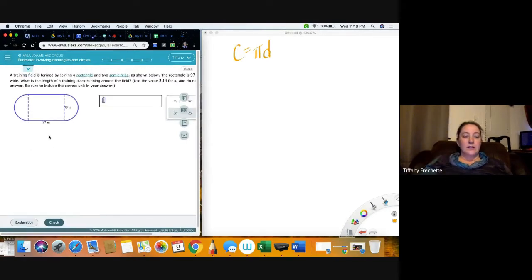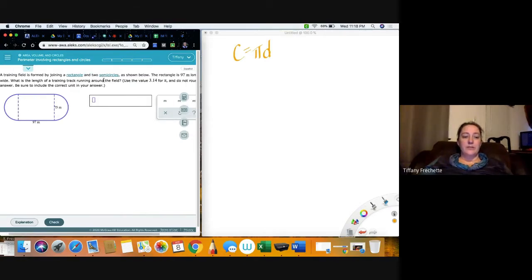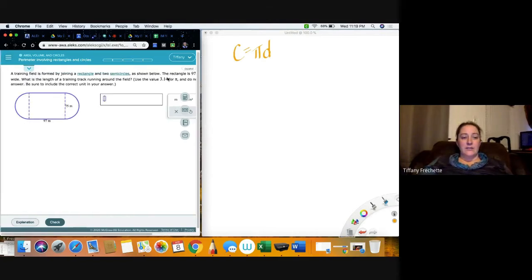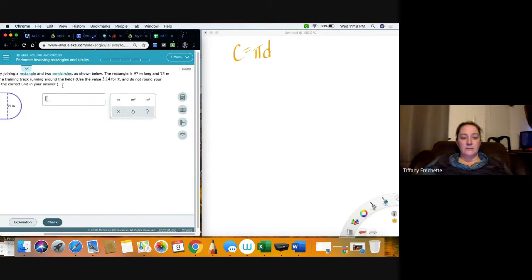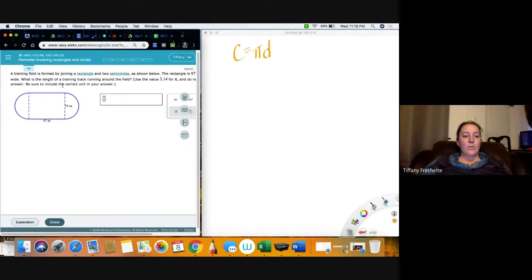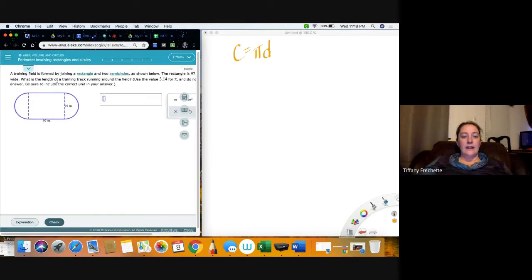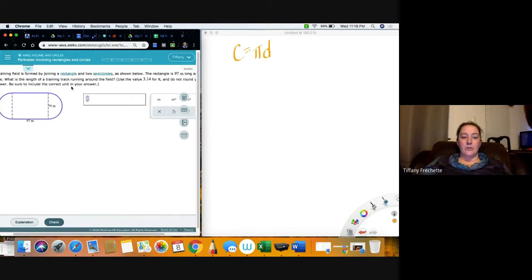Okay. So we have a training field formed by joining a rectangle and 2 semicircles as shown below. The rectangle is 97 meters long and 75 meters wide. What is the length of a training track running around the field? And again, they want us to use 3.14 for pi. And do not round your answer and make sure you select the correct unit over here. All right.